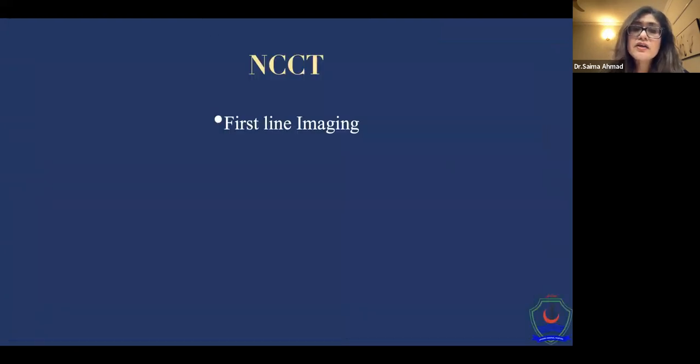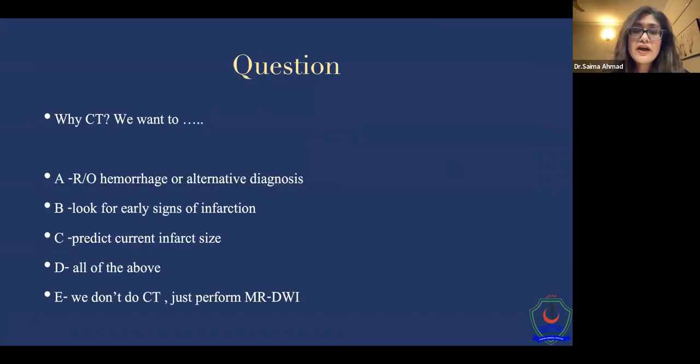Basically, for first-line imaging, we start with a non-contrast CT. So here is the question: why do we want to have the CT?